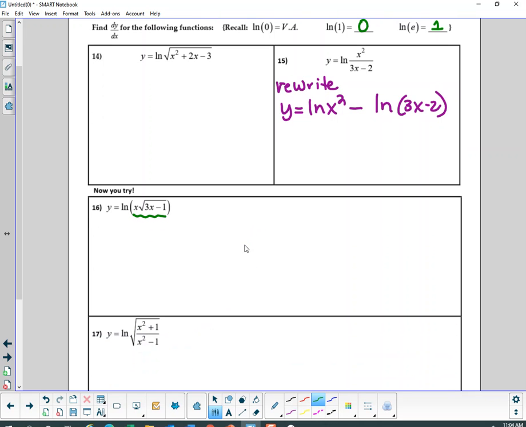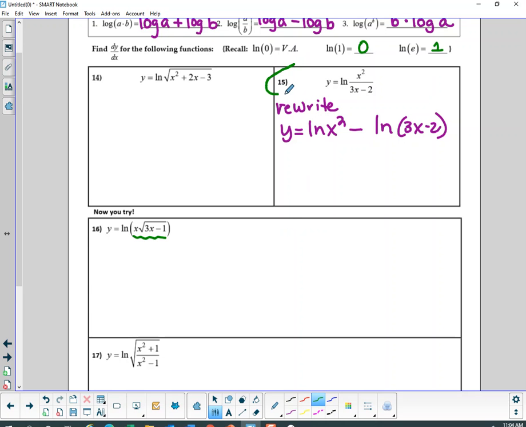Okay. So I will not be writing answers for 15 and 16 and 17 without rewriting the problem first. On all three of those, I'm going to rewrite the problem. Nobody can force you to rewrite the problem. You don't have to rewrite the problem in order to find these derivatives.